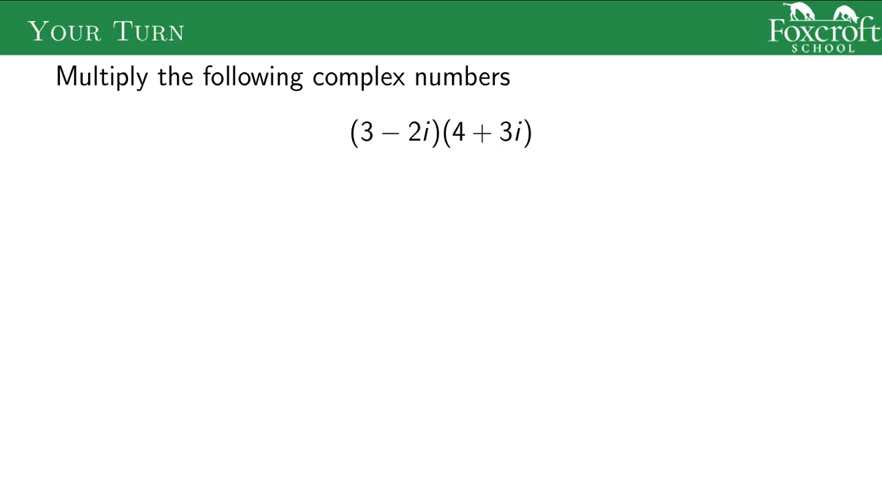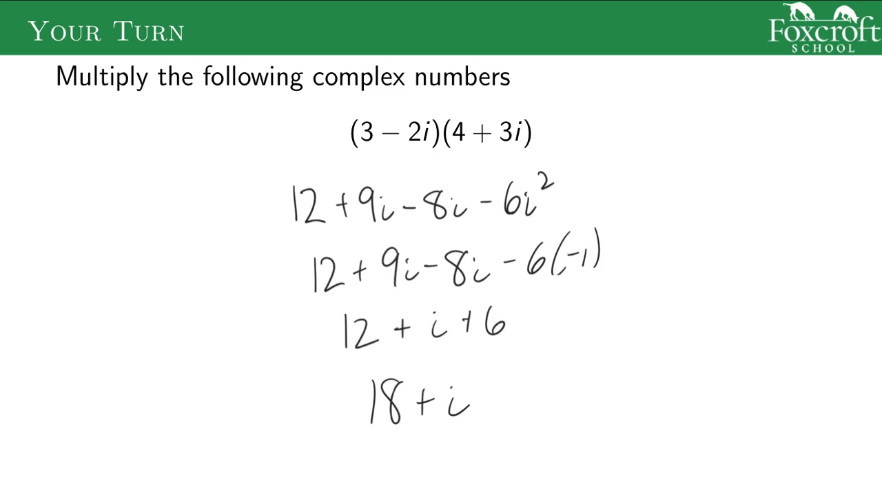Here's one for you to try on your own. Multiply these two complex numbers together. I'll show you the answer in 3, 2, 1. The final answer I got was 18 plus i. So FOIL, replace i squared with negative 1, and then combine your like terms.